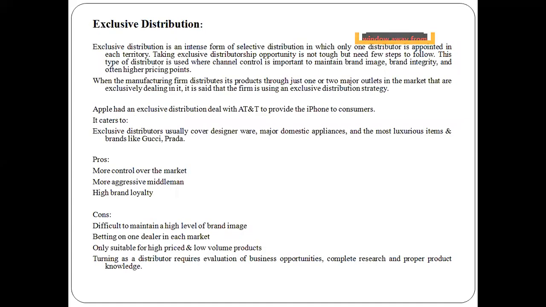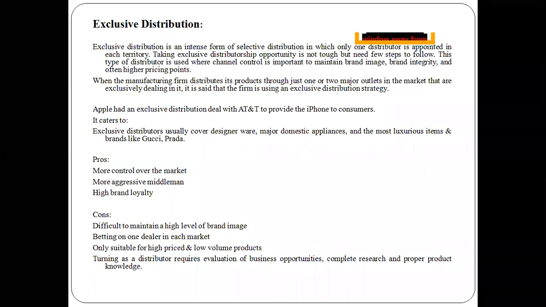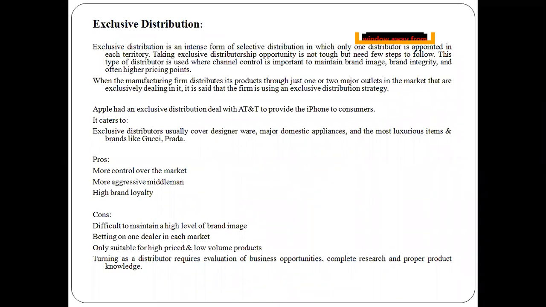The next is exclusive distribution, which is an intensive form of selective distribution in which only one distributor is appointed in each territory. Taking an exclusive distributorship opportunity is not tough but needs a few steps to be followed. When the manufacturing firm distributes its product through just one or two major outlets in the market that are exclusively dealing in it, it is said that the firm is using an exclusive distribution strategy. So Apple follows an exclusive distribution strategy.